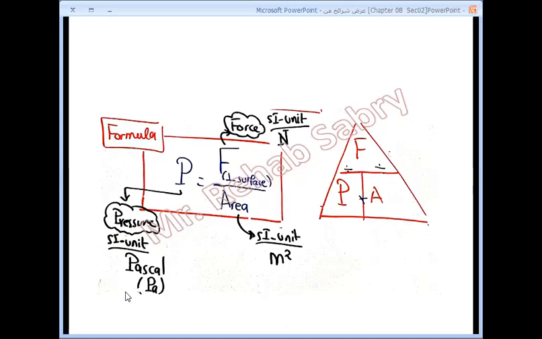What's the measuring unit of the pressure? Okay, we will derive the measuring unit of the pressure from this formula. Force is measured in SI unit, which is Newton, and the unit of area is meter squared. The pressure is force divided by area, so the measuring unit of the pressure is Newton divided by meter squared.